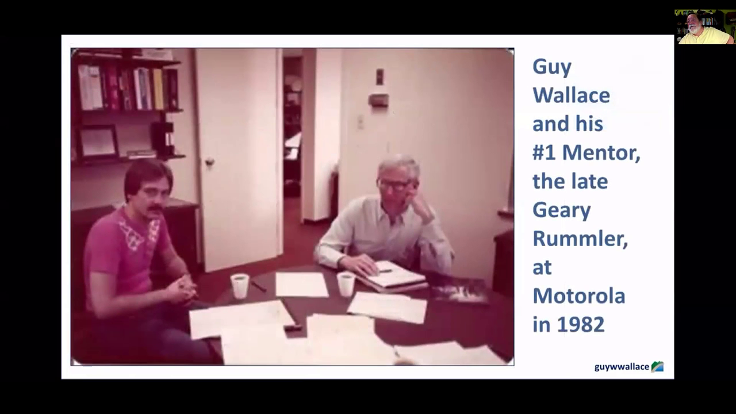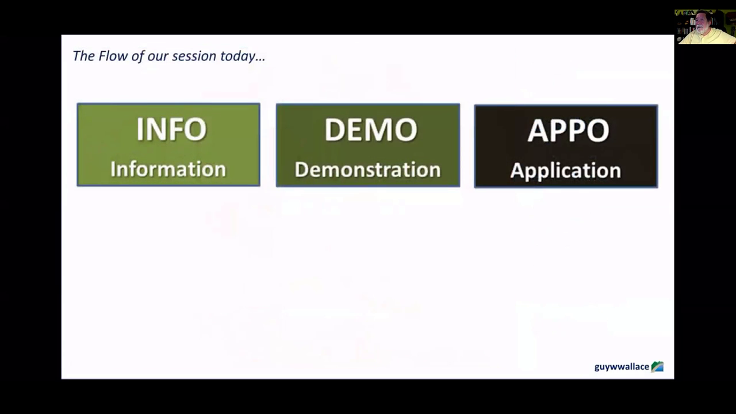All right, so this is my mentor here. This is 1982 at Motorola in our offices in Phoenix. I was headquartered in Chicago. Geary Rummler was from New Jersey back then. And here we are sitting around talking about a project in my boss's office because he was in Phoenix and I was in Chicago. But anyway, that's the guy. He's the man. So I owe everything to him.